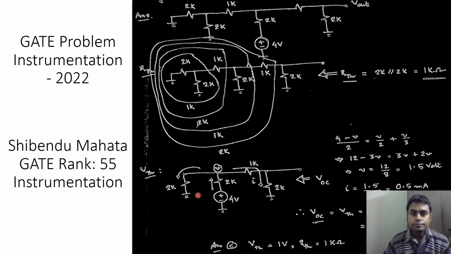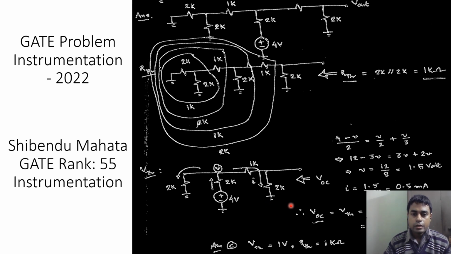You have 2 kilo ohms from this part of the network. So this is the equivalent 2 kilo ohms. I have 2 kilo ohm here along with that 4-volt source. So basically this one is an equivalent 2 kilo ohms. And on the right hand side, we have this resistance which is 1 kilo ohm. And then there is another 2 kilo ohm resistance. So this is the 1 kilo ohm resistance along with a 2 kilo ohm resistance.